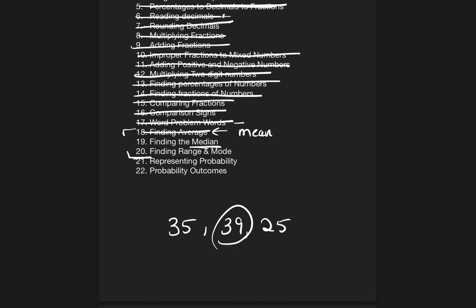Right now, these numbers are not in order. I would have to order them 25, then 35, then 39. Now they're in order from least to greatest, and now I can circle the median or the middle number, and the middle number or the median would be 35. So anytime you're finding the median, just put the numbers in order and then circle the middle number. Great job. Now we're going to find the range and the mode.